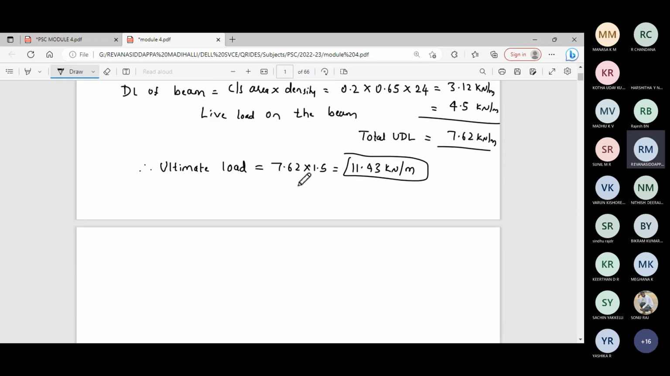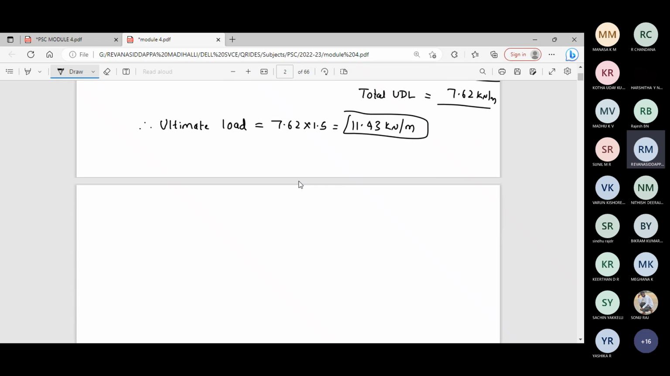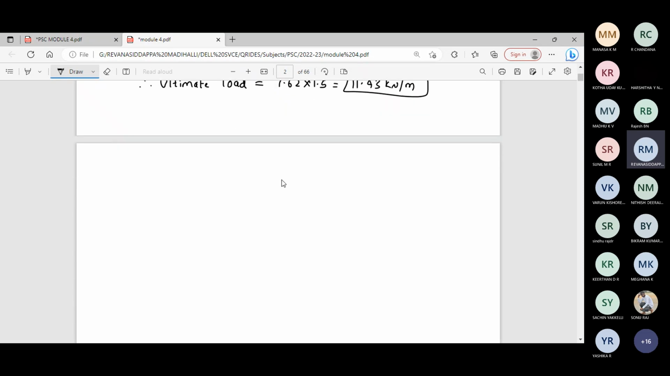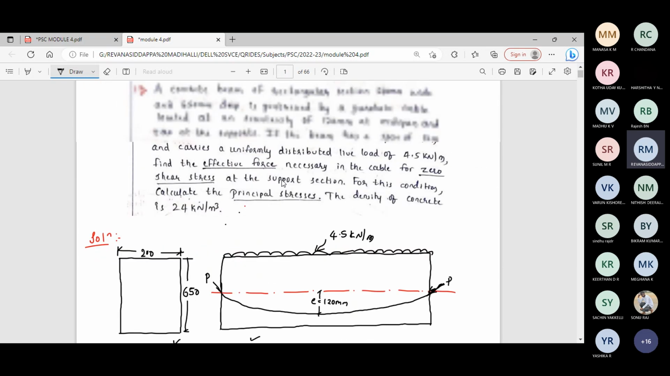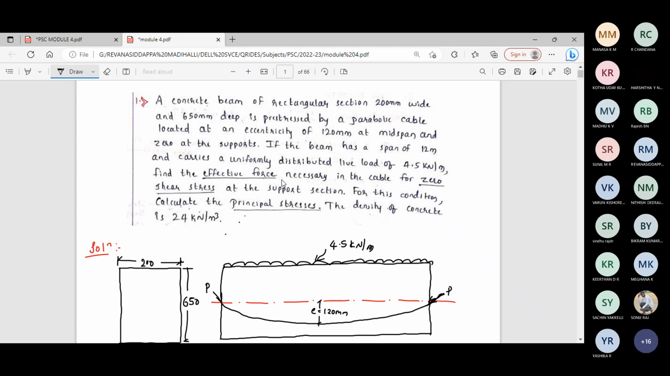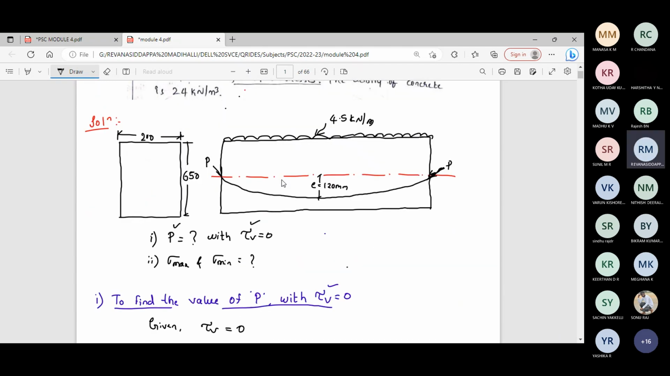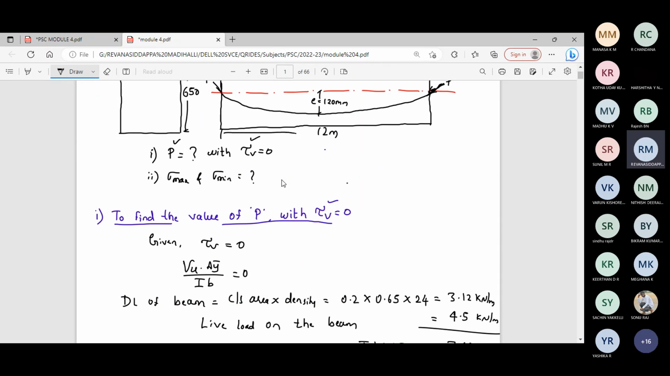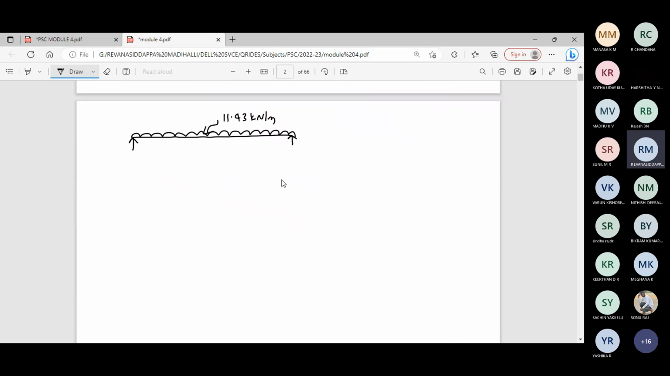Now total ultimate load acting on the beam is 11.43 kilonewton per meter. Now you can find the shear force. Draw the diagram, and the beam is simply supported. It is understood. The total factored load or ultimate load acting on the beam is 11.43 kilonewton per meter, and the length of the beam given is 12 meter. 12 meter is the span of the beam.